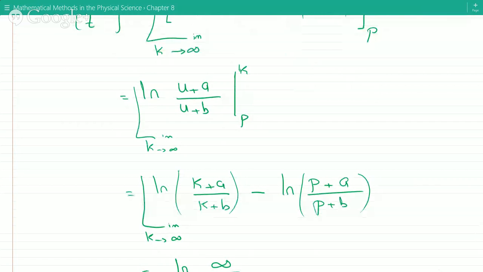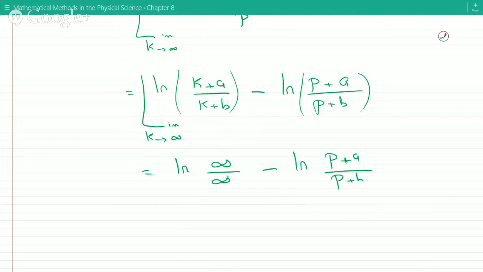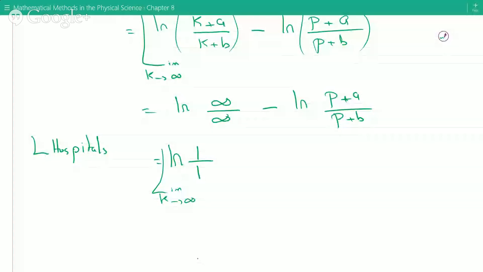So if we do that, we would get minus ln of p plus a over p plus b. Or you could use L'Hopital's, yeah. So you could take the derivative of this, so that's 1 over 1. And then you have here ln 1. And then you take as k goes to infinity. Well, there's no more k. So the answer is just ln 1, which is 0, minus ln of p plus a over p plus b.